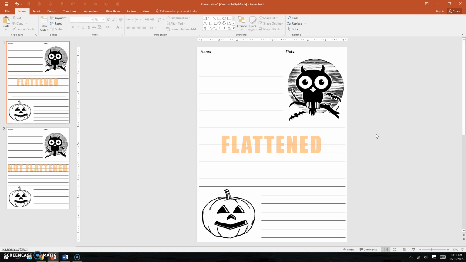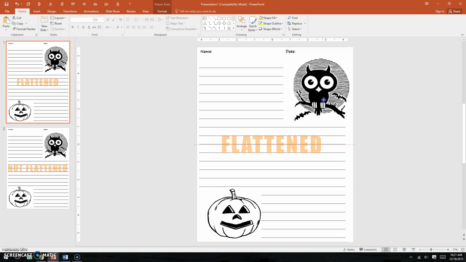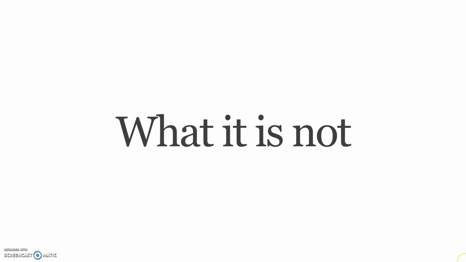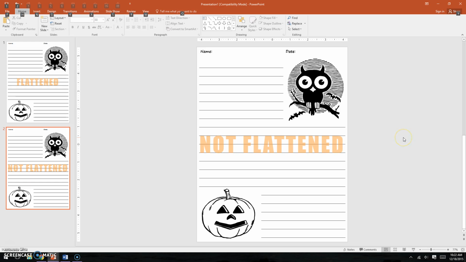A flattened product does not have clip art that can be individually clicked on. In this case, the owl and the jack-o'-lantern have been saved as one image, which creates a flattened product. A product that is not flattened has clip art that can be individually clicked on. It's also important to note that saving a file as simply a PDF is not the correct way to flatten.